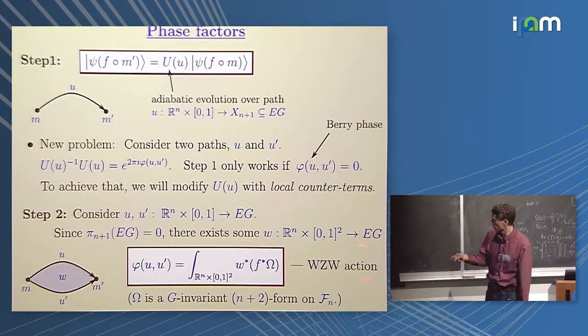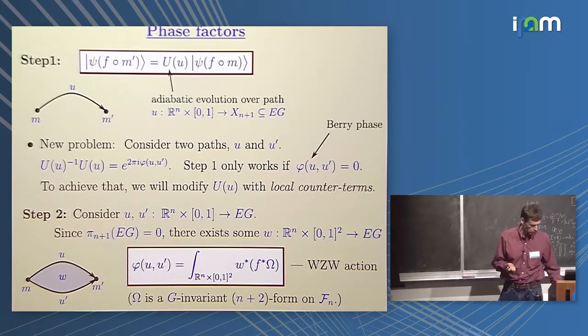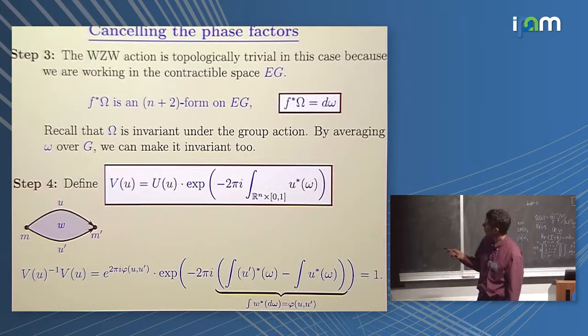And it looks like a WZW action. However, the target space is contractible, therefore we can trivialize that action. We integrate this form on the contractible space and get a form little omega. And then we average it over the group and make it invariant. And finally, we integrate that form over a path and add this integral as a counter term to the natural adiabatic evolution. This overall evolution with this extra phase factor satisfies the right condition. So those phase factors are killed.